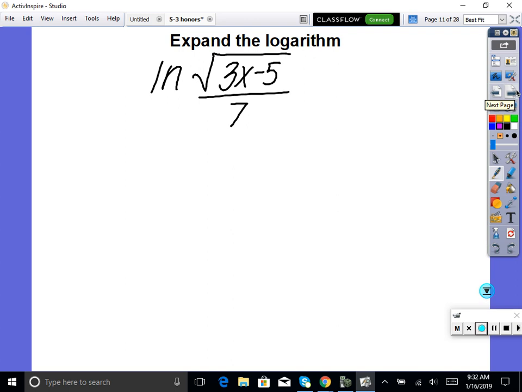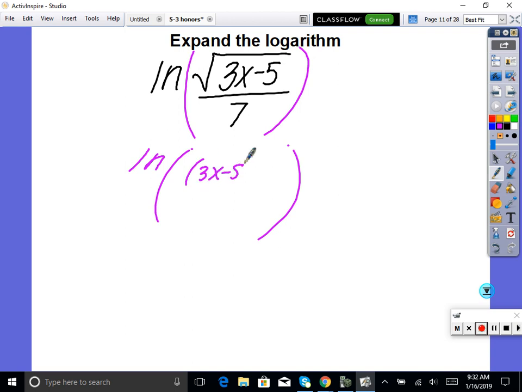Expand the logarithm. So this is technically all in parentheses like this. Anytime I have radicals, you guys, it's really just exponents. So I'm going to rewrite it. This is ln, the same problem. It's 3x minus 5 to the 1/2 power divided by 7.